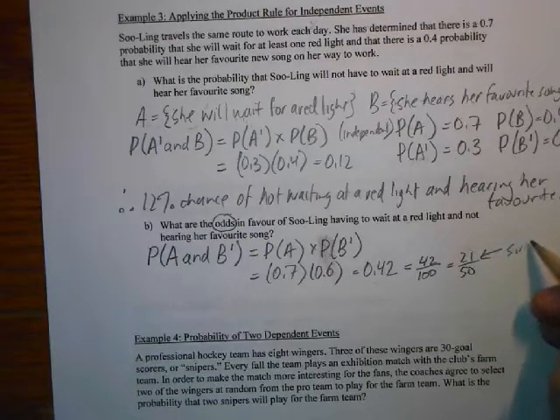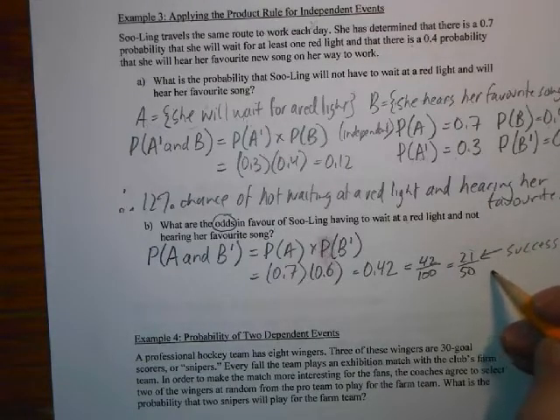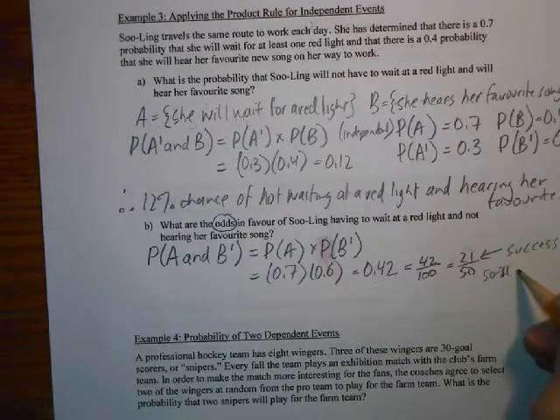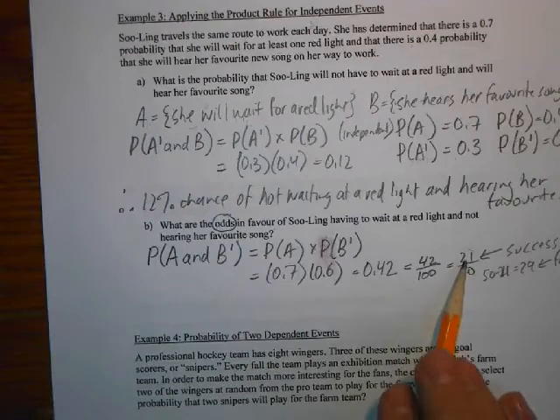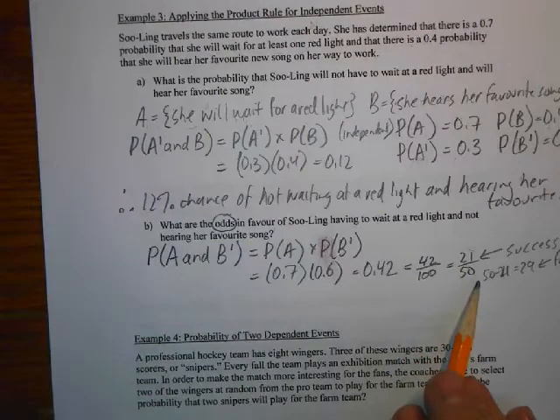So the top number is success, and so the failure will be 50 minus 21 equals 29. Those will be the times it doesn't happen. And that's what we need for the odds. We don't really do anything with the 50. We work with the 21 and 29 as our ratio.